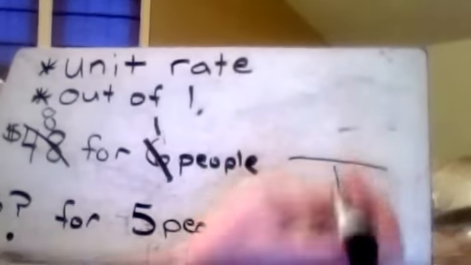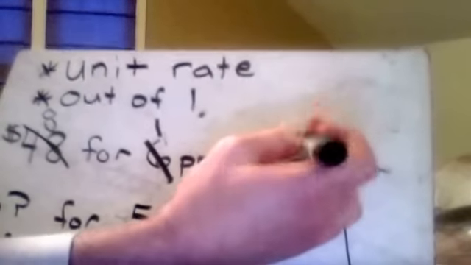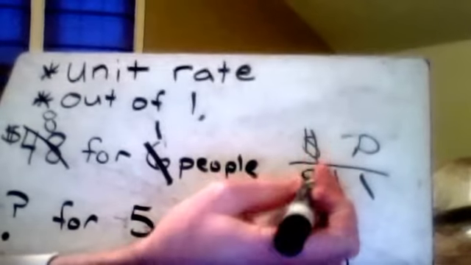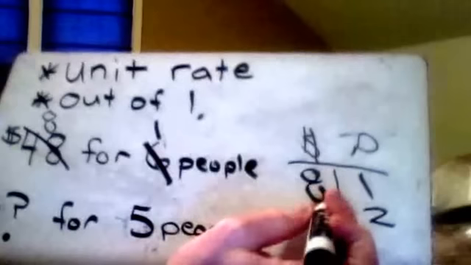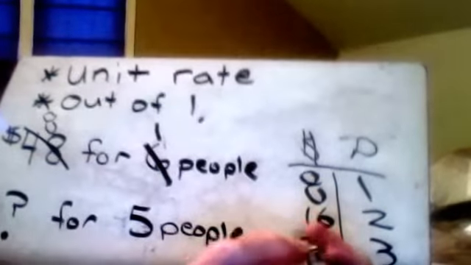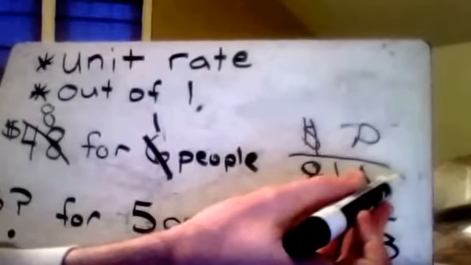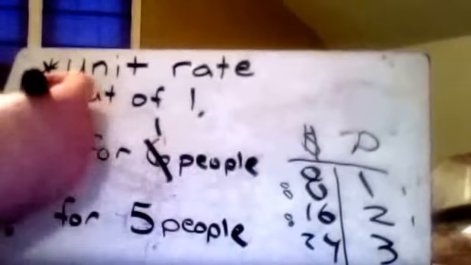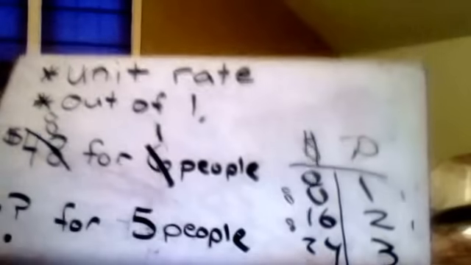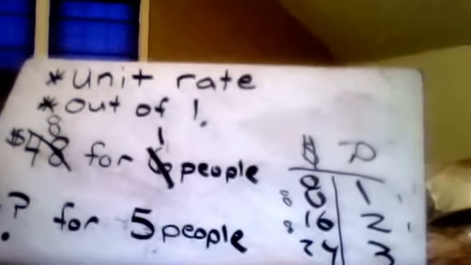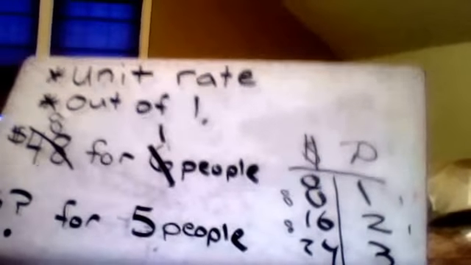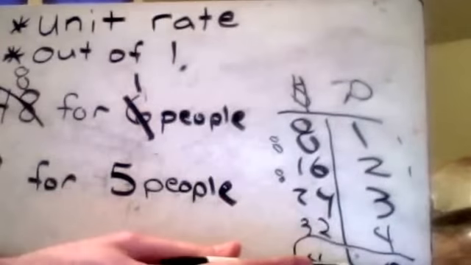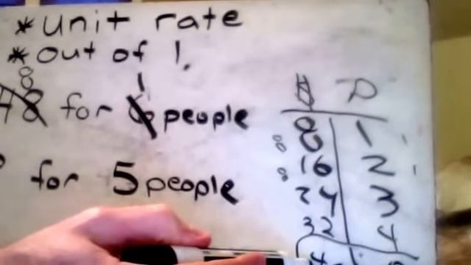So we can do a few things here. I can make a chart over here, which I think works really well. I can put dollars in that column, and I can put people in that column. I know that one person is 8, 2 people would be 16, 3 people would be 24. In this column, I'm going up by ones every time. In this column, I'm going by $8 every time. So I go 4 here, 32, 5 here, 40. That's the end of our chart right there. 5 people would be equal to $40.